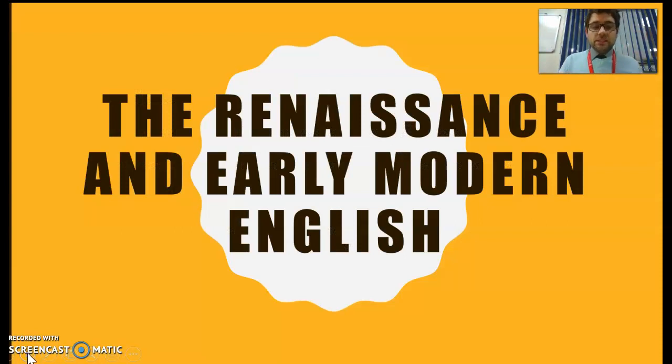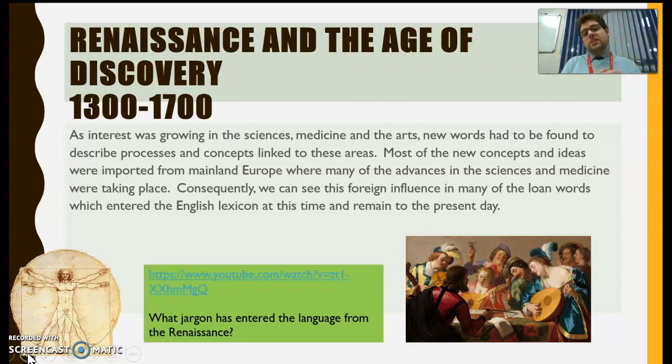Then what we get is the Renaissance and early modern English, which is a bit of a precursor to what happens in 1600. The Renaissance really stretches from about 1300 to 1700, so even texts in the 1600s are sort of late Renaissance. Basically, it's this growing interest in science, medicine, and arts.